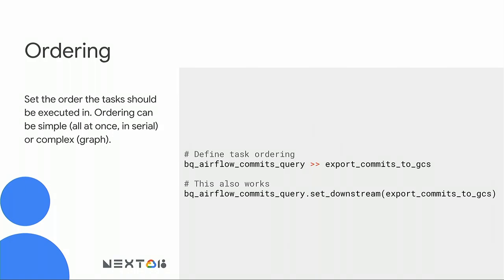Once you specify all the tasks, define all the task arguments, the next step is actually for you to chain them up by giving some dependency. In this specific example, the line simply says, hey, I want to run BQ Airflow commit query first. After that, I run the export to GCS task. As simple as that.